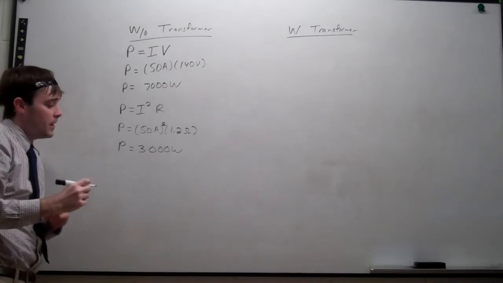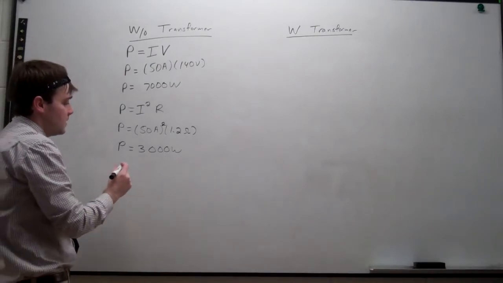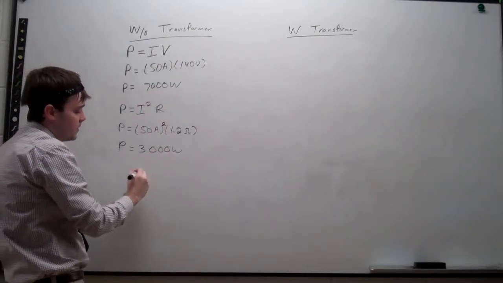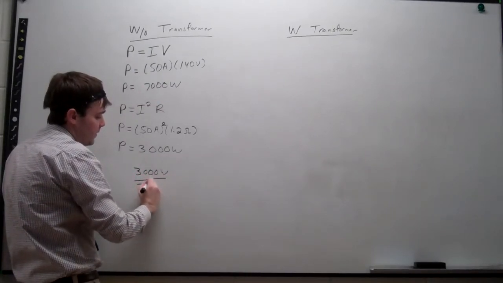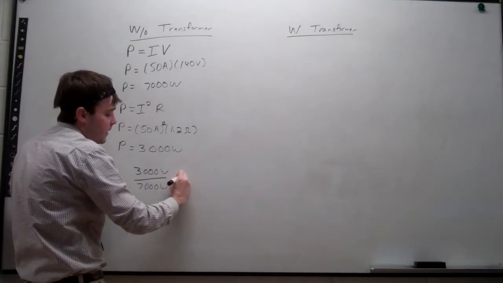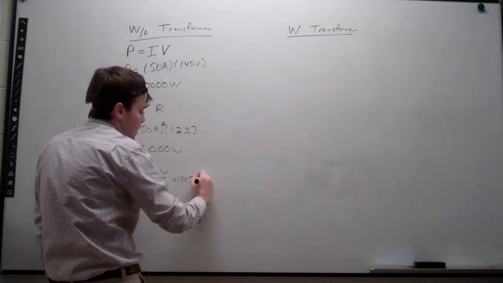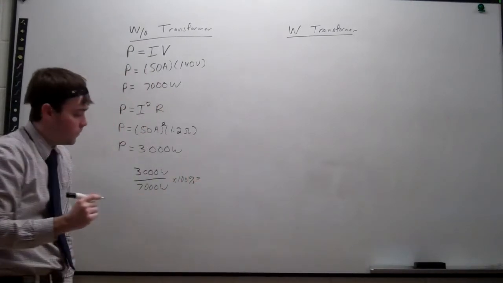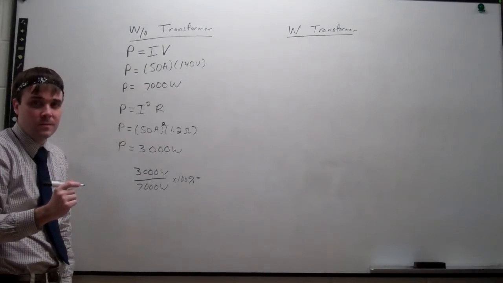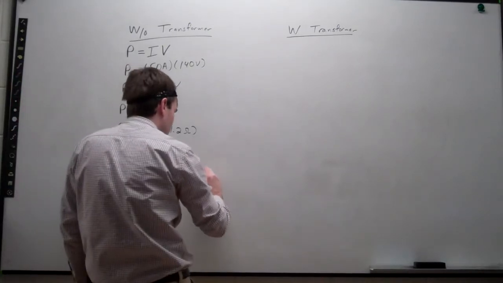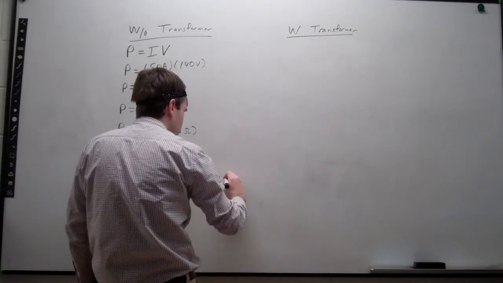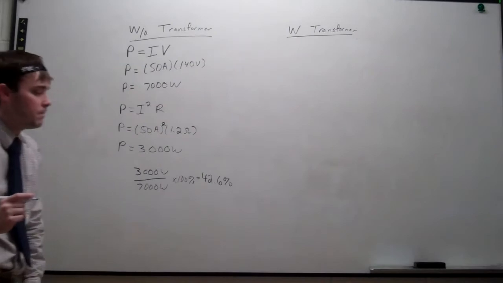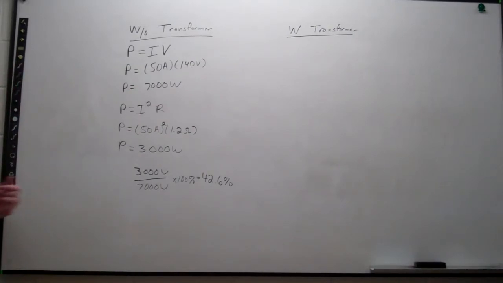3,000 watts. So now to find the percentage of power lost, for every 7,000, 3,000 is lost, so 3,000 watts divided by 7,000 watts times 100% equals 42 point something percent. Let's find out. 42.6%. Yes. Okay. Any questions on what we did there?